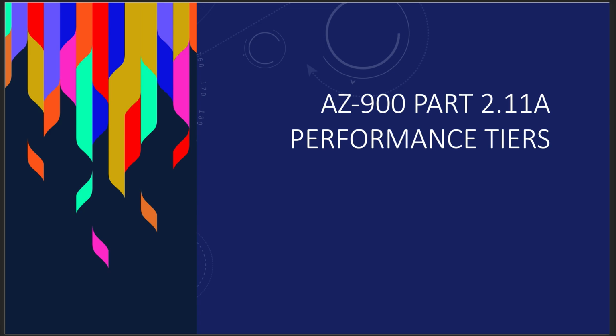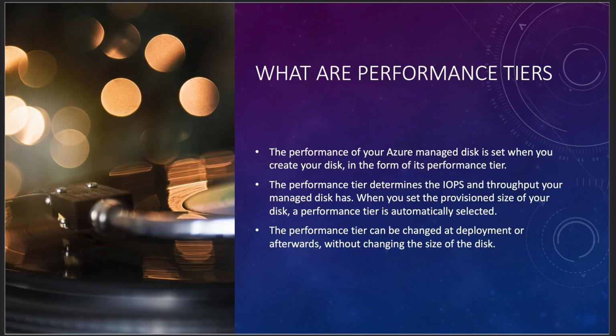Let's talk a little bit about hard drive performance tiers. Hard drive performance tiers are basically ways that you can use hard disk drives to increase the performance of your Azure virtual machines, right? So the performance of your Azure managed disk is set when you create your disk and when you set and create your virtual machine.